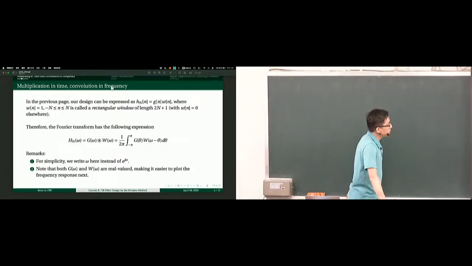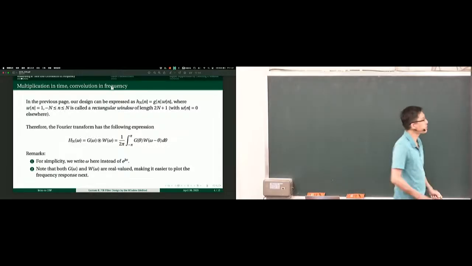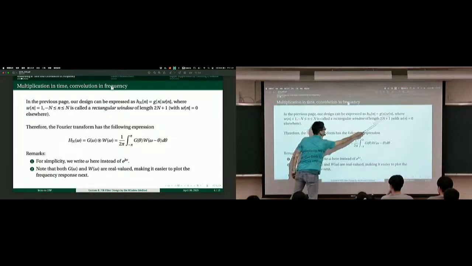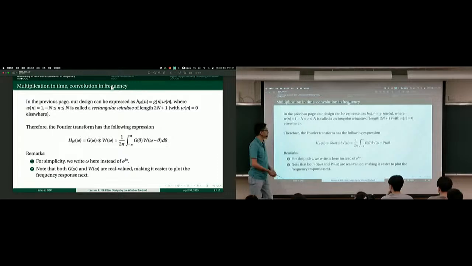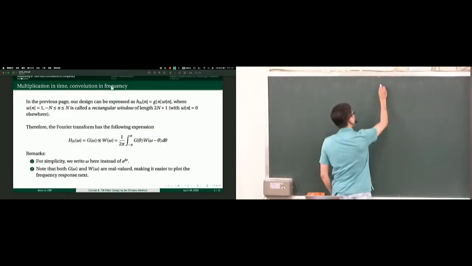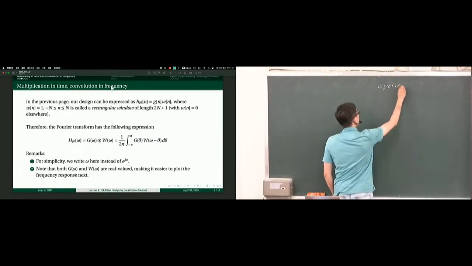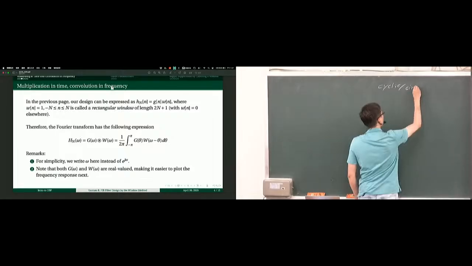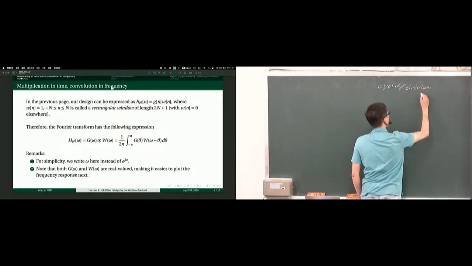And so then the next thing follows. Since we are multiplying two things in the time domain, sample by sample multiplication, that results in circular or cyclic convolution.